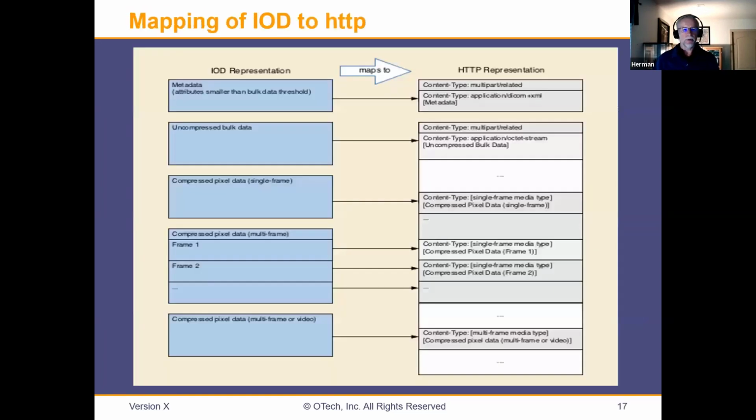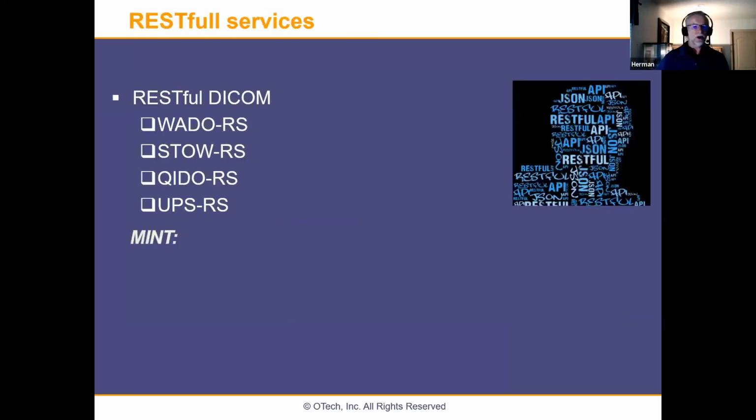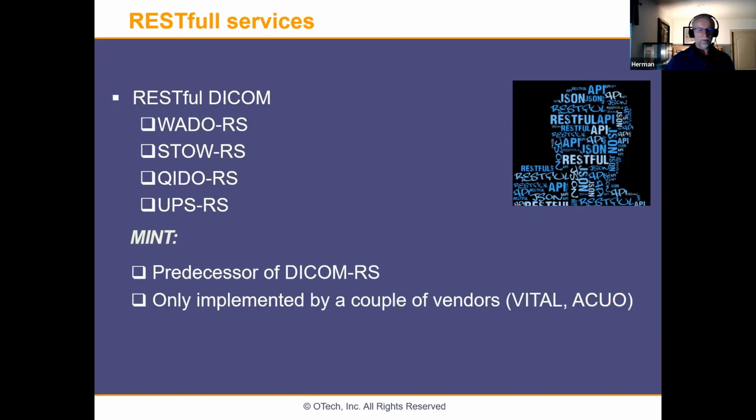So here's an example if you want to really know what the HTTP representation is, if you're kind of interested in that. Basically the metadata, uncompressed bulk data, compressed bulk data, whatever. So just basically different content types. Content types is where the specification is in the HTTP protocol. So what are the RESTful services? WADO, STOW, QIDO, and UPS. There was an early version called MINT that a couple of vendors implemented. It's kind of retired as well.